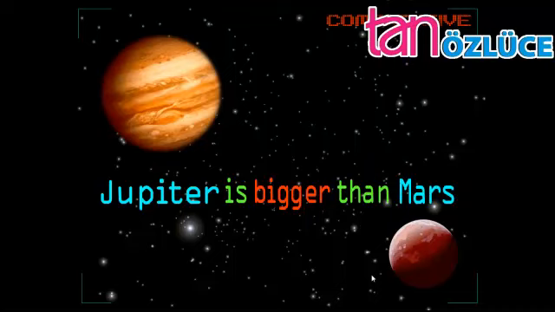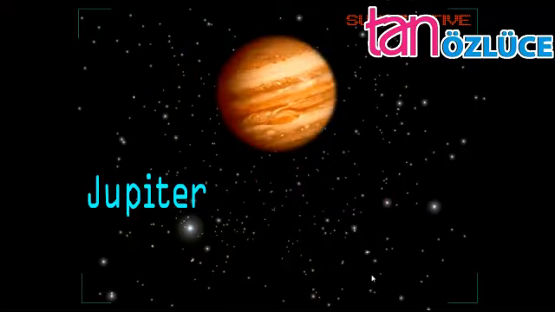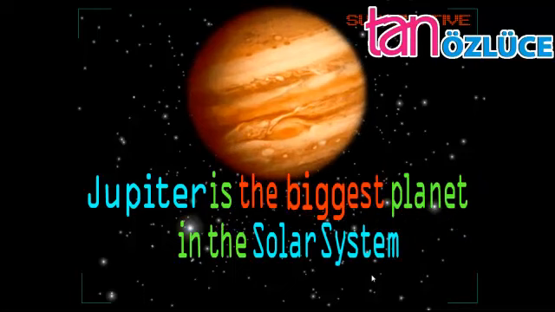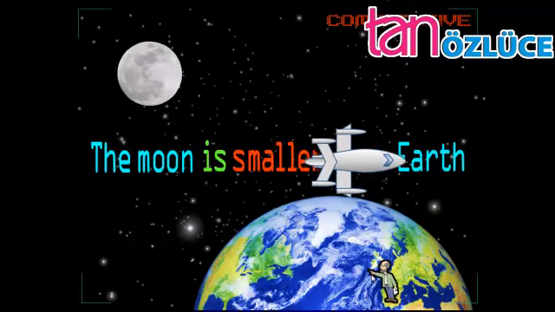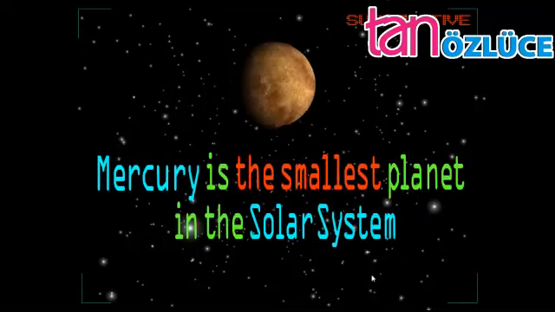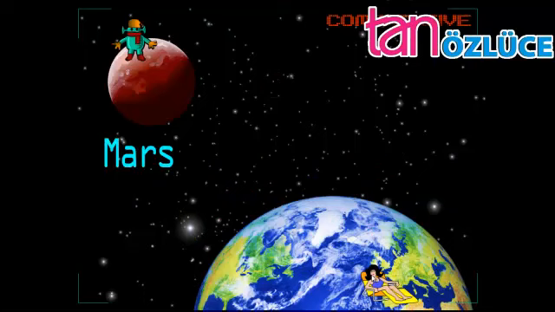Jupiter is bigger than Mars. Jupiter is the biggest planet in the solar system. The moon is smaller than Earth. Mercury is the smallest planet in the solar system. Now we will compare Mars and Earth. Of course, we'll use the comparative form.